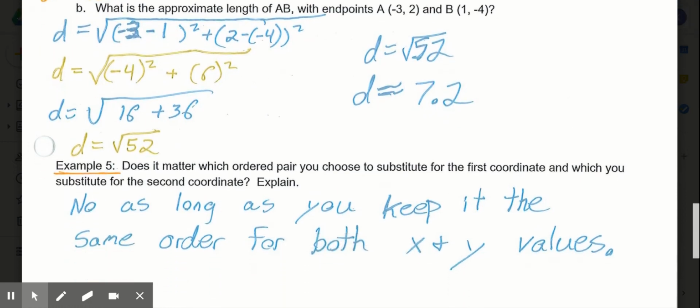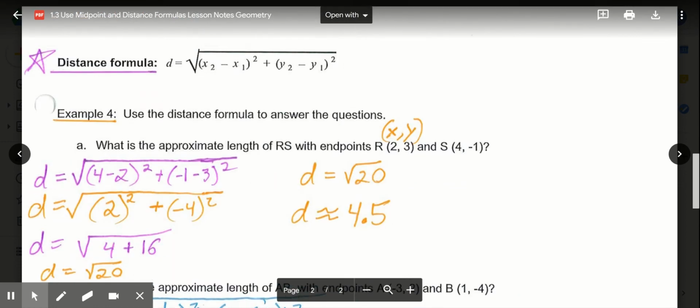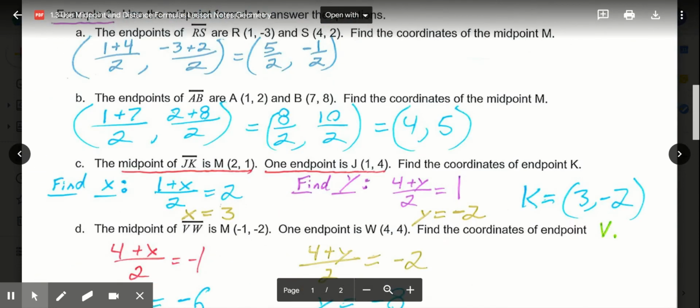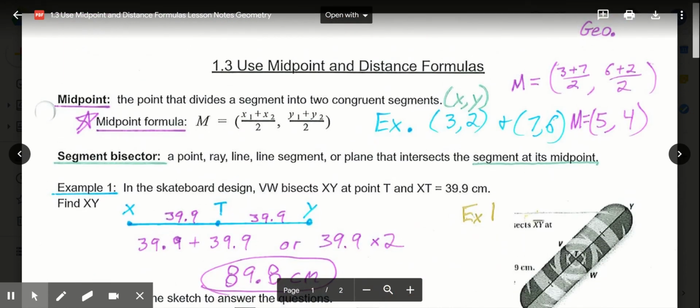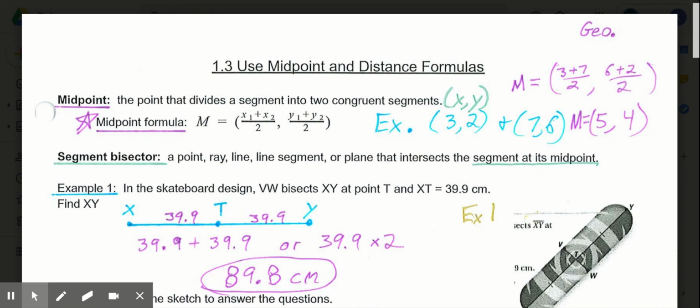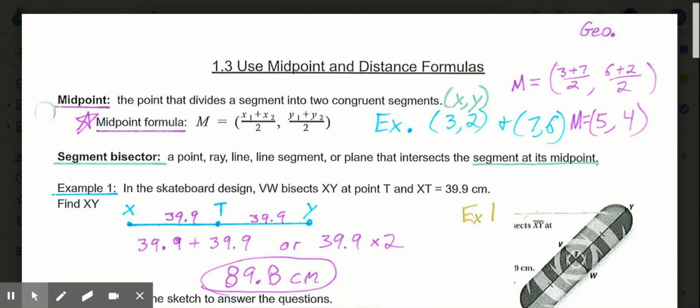So as you work through the practice problems, your two main pieces you want to remember for today, the distance formula and the midpoint formula. And then again, make sure you understand that idea of a bisector or segment bisector, meaning it's bisecting or intersecting a segment at its midpoint.